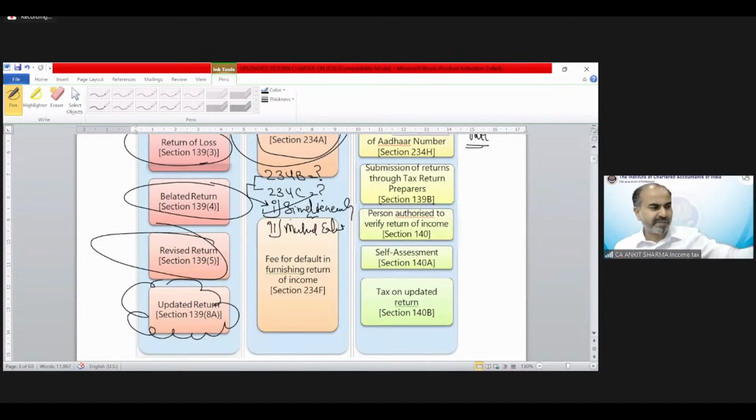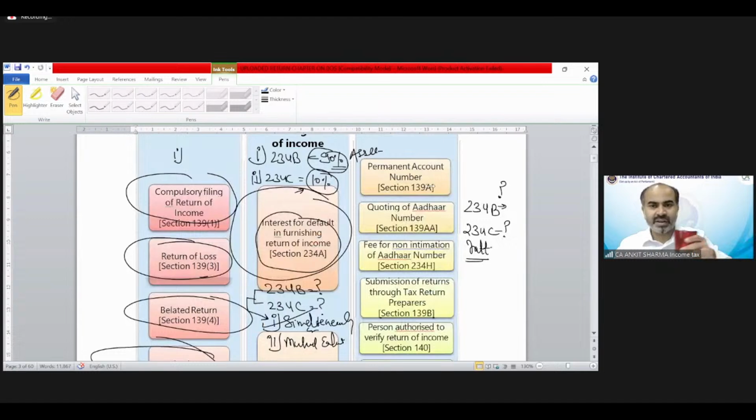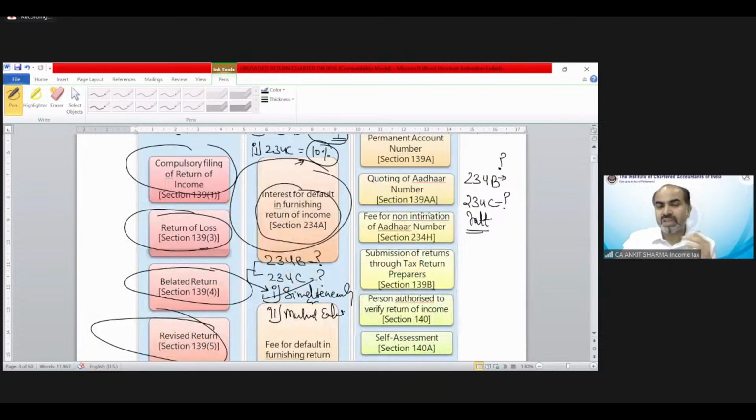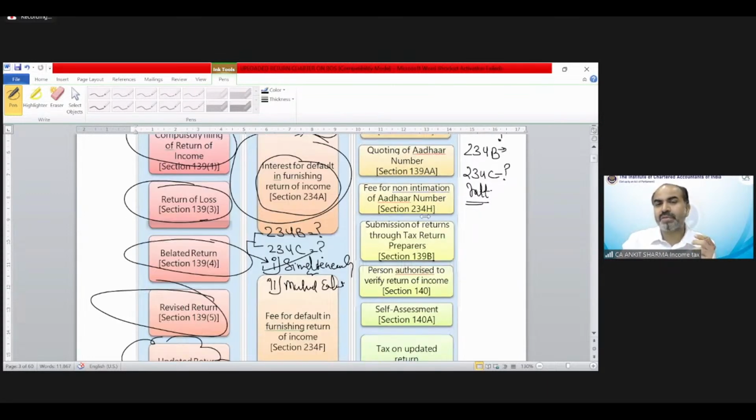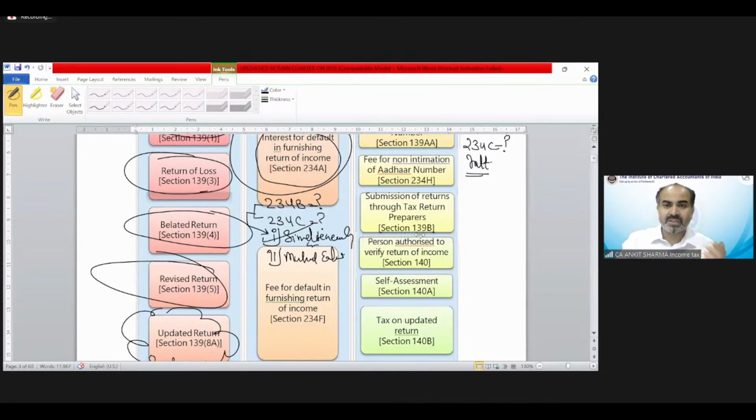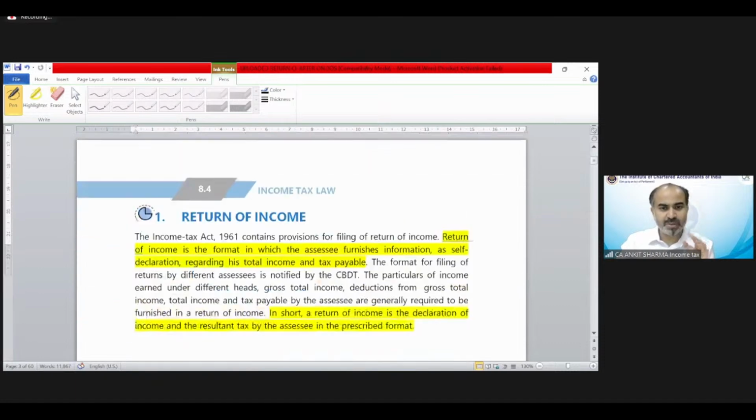Then we have fees for default in furnishing return of income late, that is section 234F, that fee is 1,000, and in some cases it would be 5,000. Then we have some procedure regarding permanent account number, that is PAN. That is when PAN needs to be obtained, where we need to put our Aadhaar number, fees for non-intimation of Aadhaar number, submission of return through TRP, person authorized to verify return of income, self-assessment and tax on updated return. So these topics start from here.